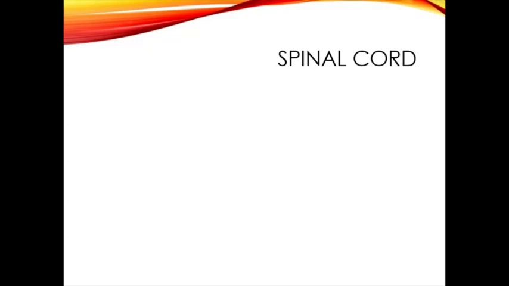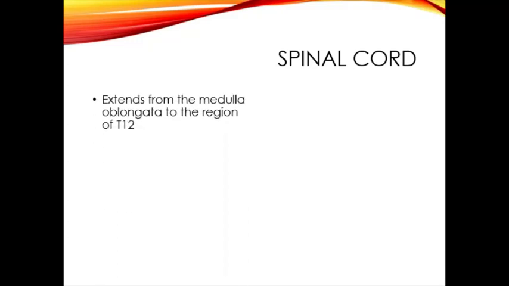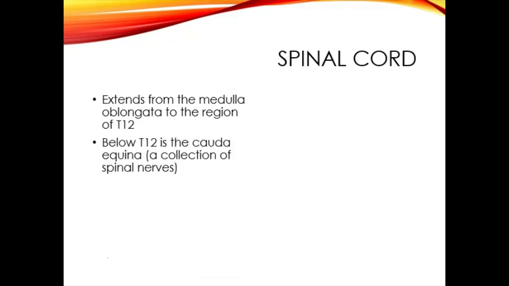So, since nabanggit ko na yung spinal cord, we go there. So, extend from the medulla oblongata, no? Or yung lower part ng brain natin, the region of T12. The region of T12 is the part just above your sphincter or yung sa puwetan ninyo, no? Below the T12 is the cauda equina. So, cauda equina is collection of the spinal nerves.